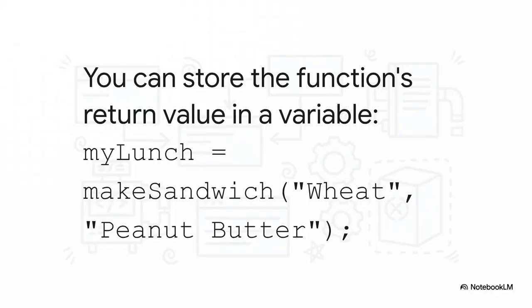So how do we actually catch that result and use it? Well, look at this. We're calling our make sandwich function with wheat and peanut butter. The function does its thing and hands back the finished sandwich, and we're using that equal sign to store it in a variable we're calling my lunch. It's kind of like packing that sandwich into a lunchbox so you can do something with it later.